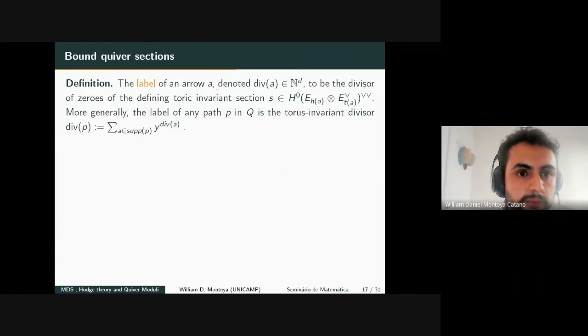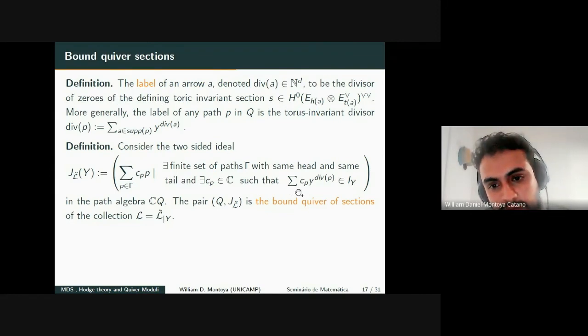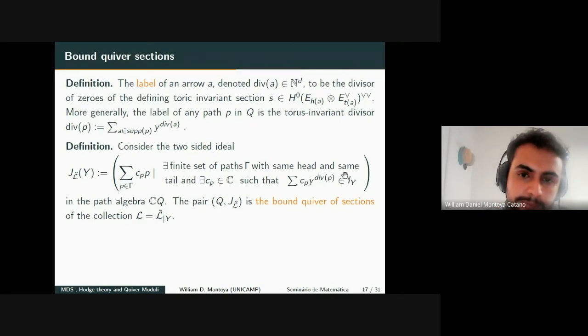And here is the way to consider bound quiver of sections. It's somehow about how to give relations, and the way here is considering this two-sided idea. You consider all the finite sets of paths with the same head and the same tail. That is very related with how you construct relations given a quiver, and you just focus on the ones that live in the ideal of the Mori space that you started with. And this is going to produce a bound quiver of sections.